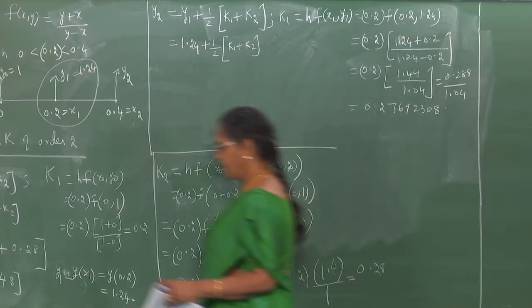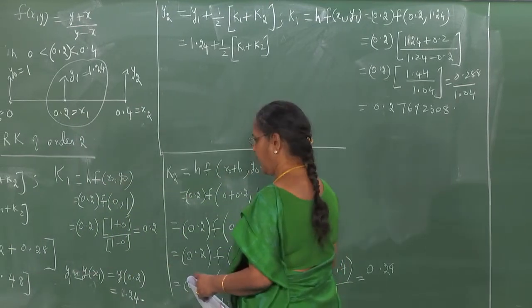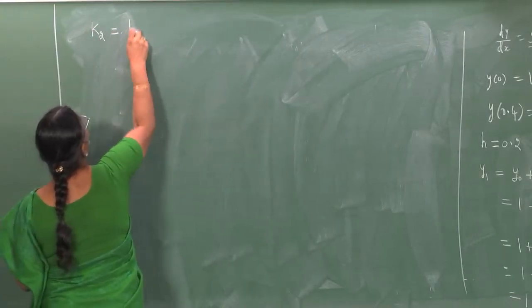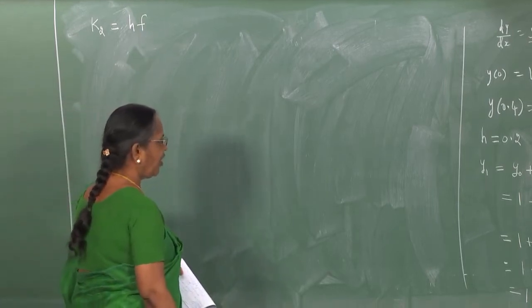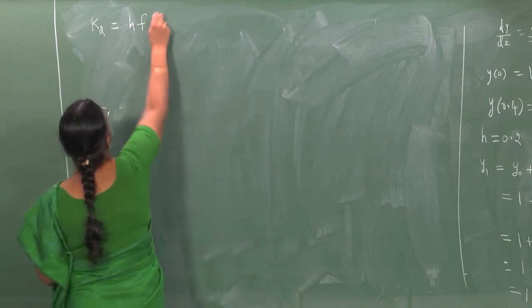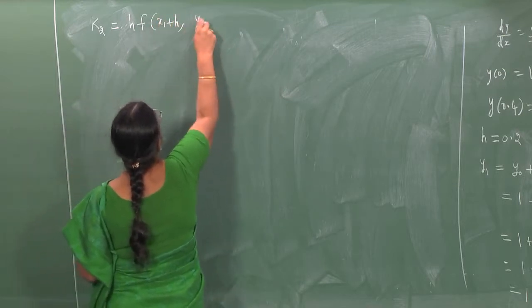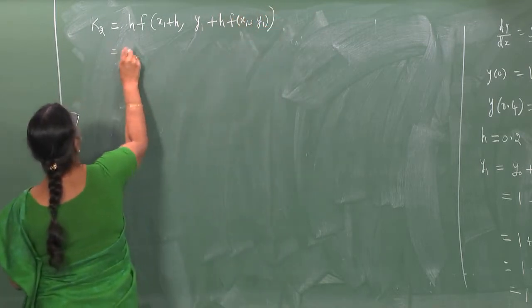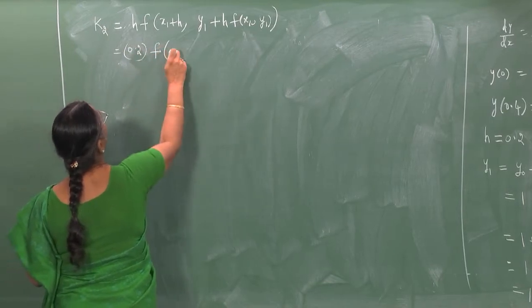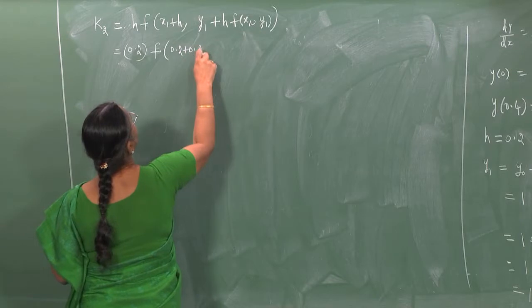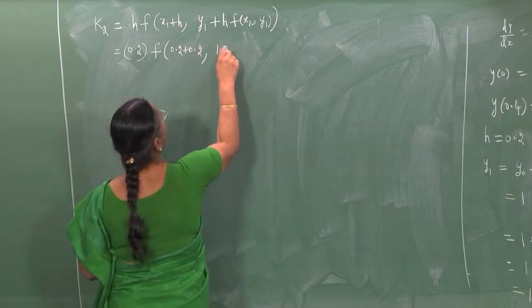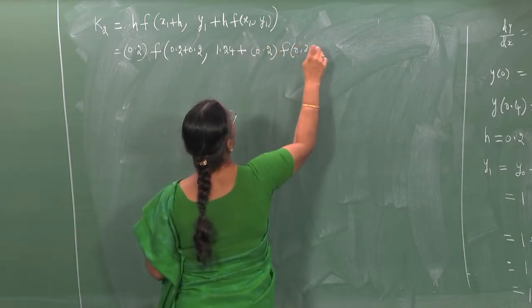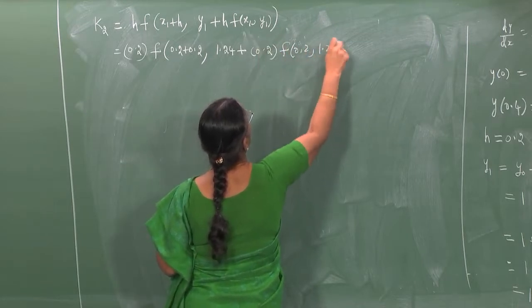We now work out the details for computation of K2. K2 is computed as follows. K2 is h into f of x1 plus h comma y1 plus h into f of x1 y1. So, it is 0.2 into f of x1 is 0.2, h is 0.2, y1 is 1.24, h is 0.2 into f of 0.2 comma what is y1? 1.24.